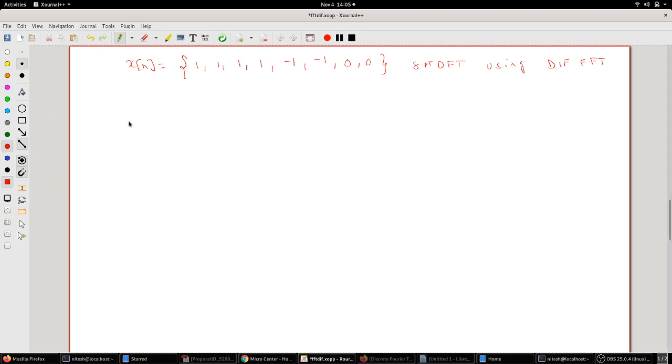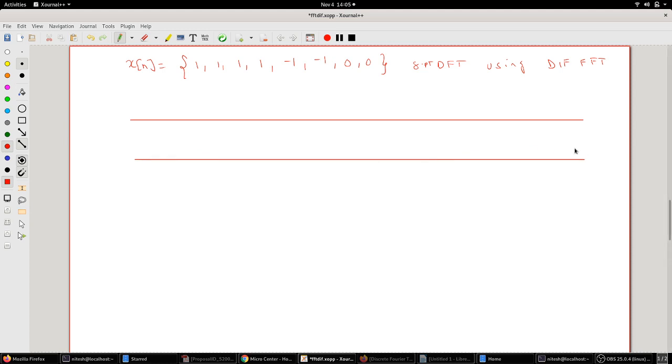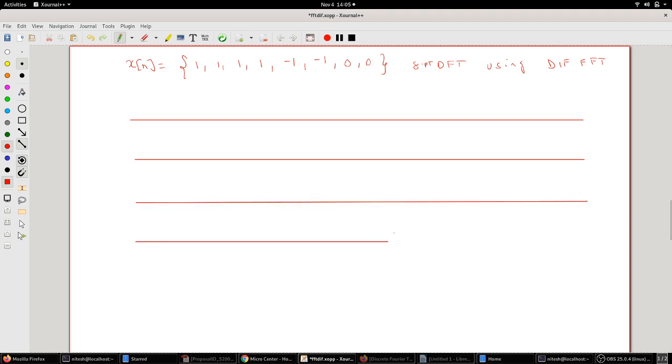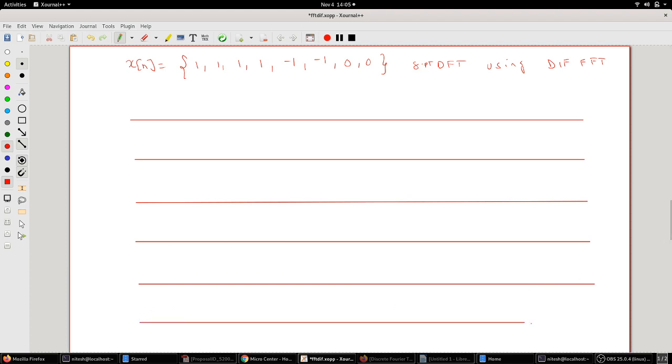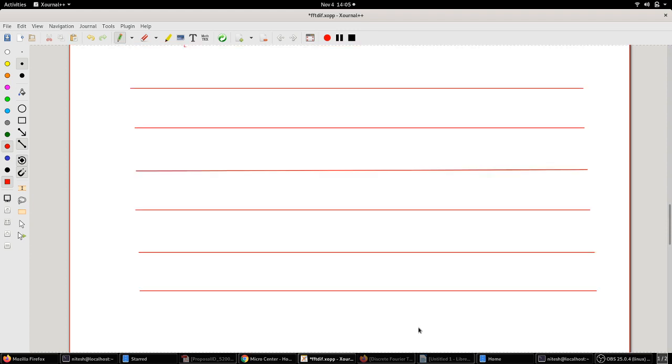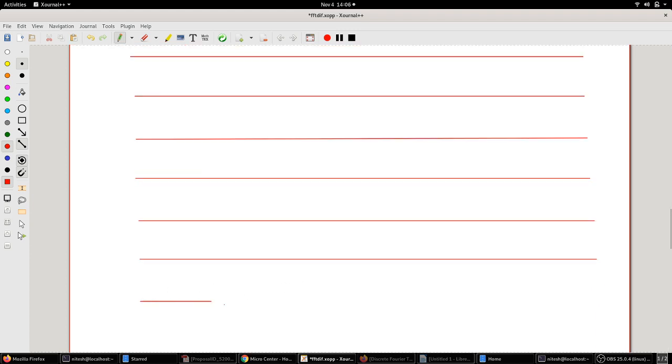So first thing is we have to draw a butterfly structure, and it will have 8 lines. Okay, so let's go about it. 3, 4, 5, 6, 7 and 8.